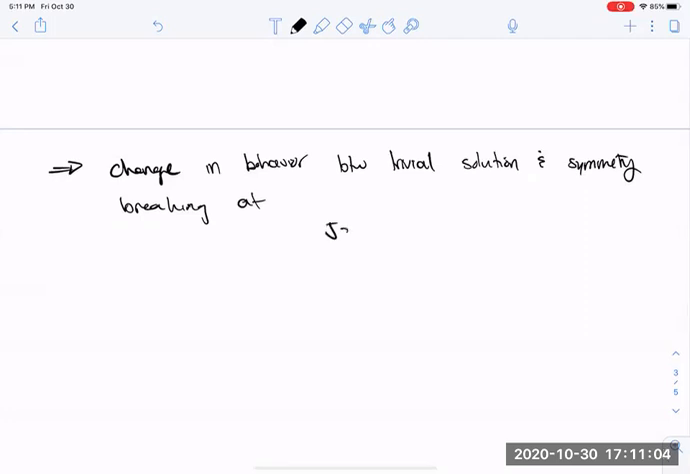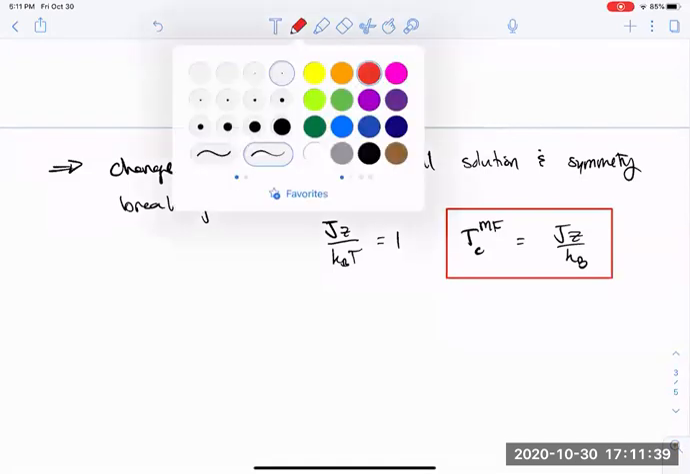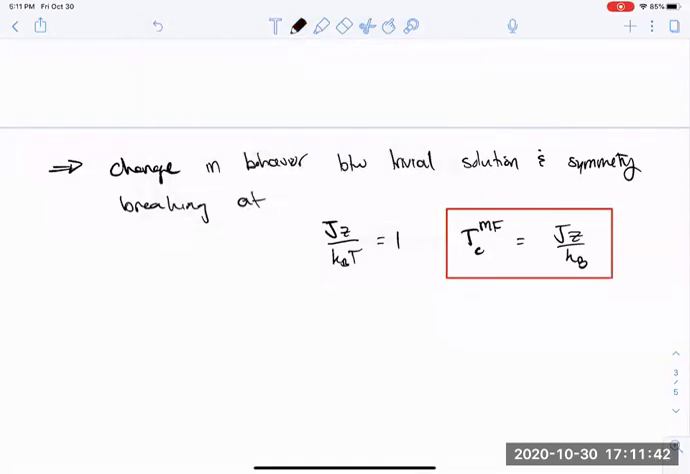That change is where beta J z is equal to 1, or J z over kB T is equal to 1, or rearranging, Tc, where I generate spontaneous broken symmetry in the mean field limit, is equal to J z over kB. So that's a real success of mean field theory. We were actually able to predict the spontaneous symmetry breaking at finite temperature in the Ising model.